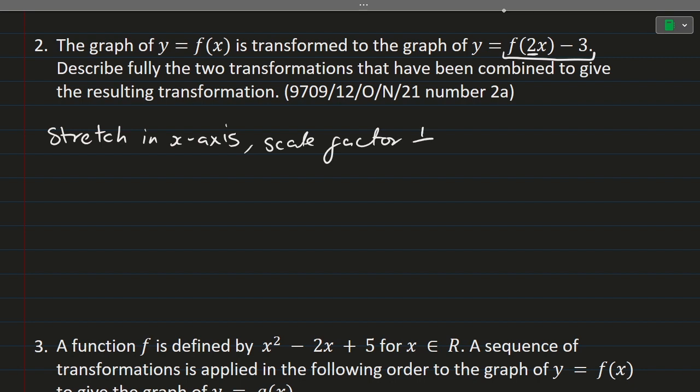1 over 2. Always remember that for a stretch in the x-axis, we take the reciprocal of this number here. So since it's 2x, it means our scale factor is 1 over 2. And if it was, for example, 3x, it would be 1 over 3. And this only applies to a stretch in the x-axis. If it's in the y-axis, you take it exactly as it is.